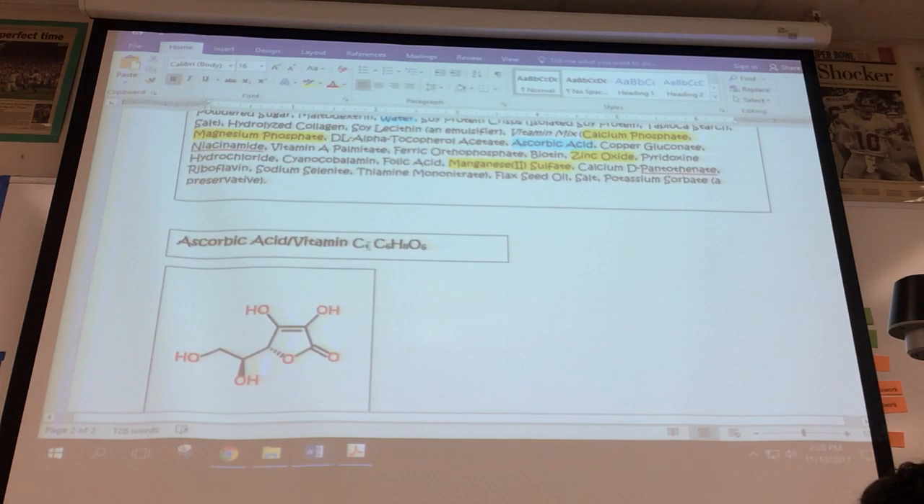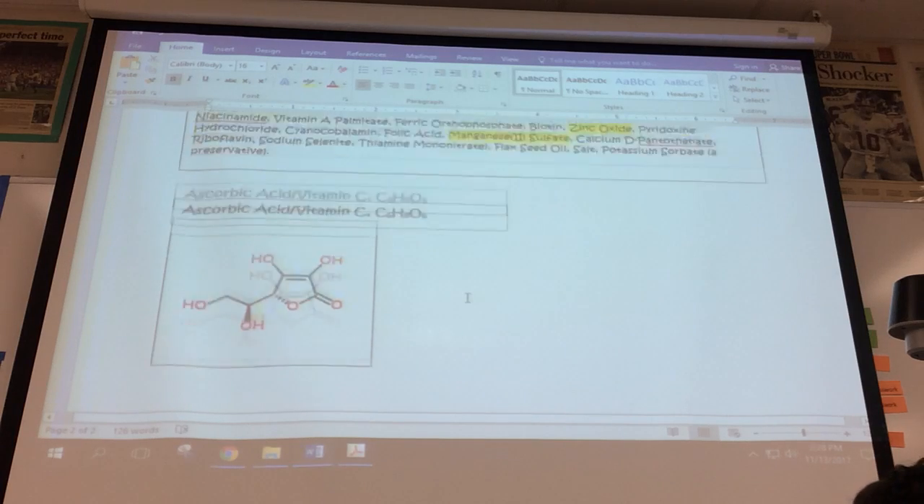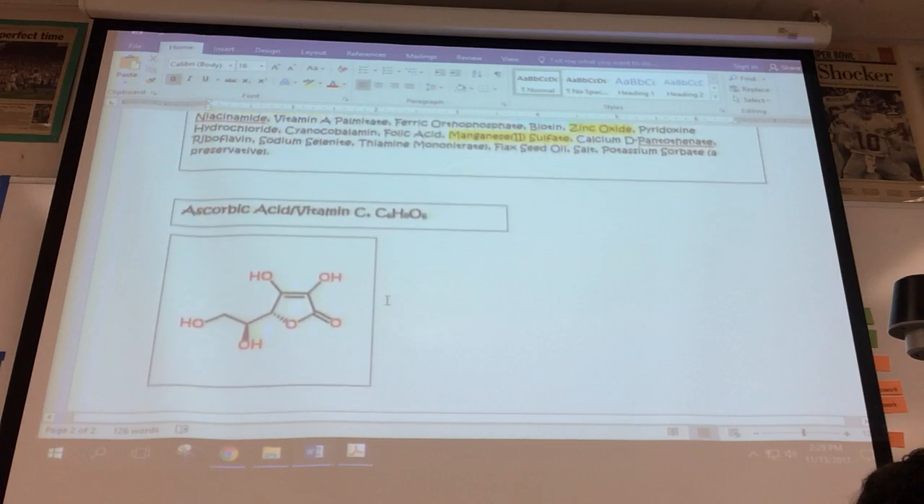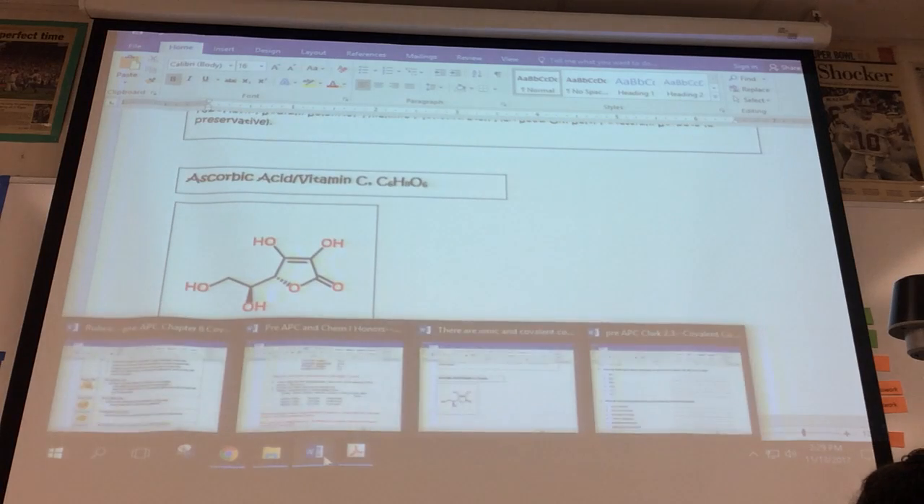Ascorbic acid is vitamin C, and this is a covalent compound. There are no metals, no ions, etc. So ionic and covalent compounds are very much in some of the foods you eat. You'll find them in laundry detergents, medications, etc. And that will all fit into your project that I have assigned you, and I can gladly go over in more detail with you at the end or next time.